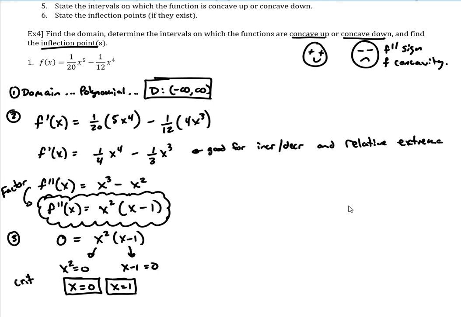Okay, so these are the critical numbers for the second derivative. So there's critical numbers for the first derivative. There's critical numbers for the second derivative. These are the critical numbers for the second derivative.